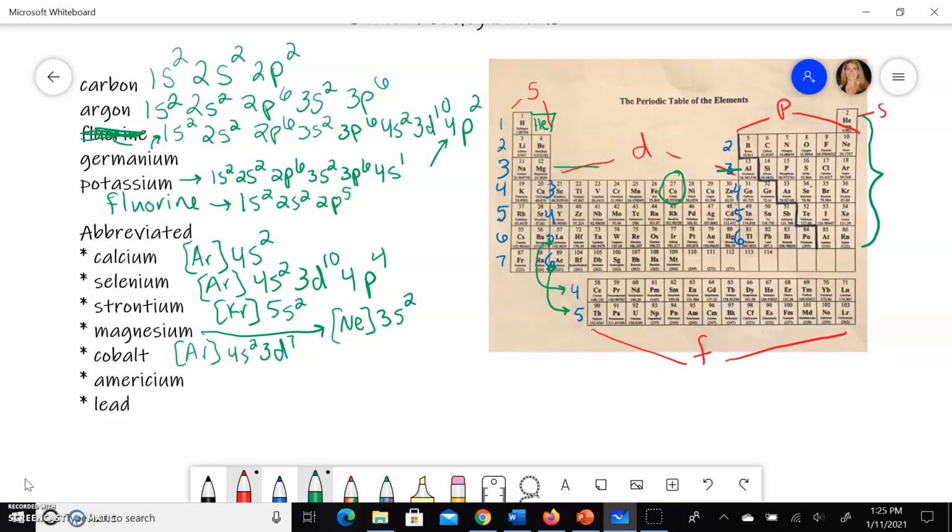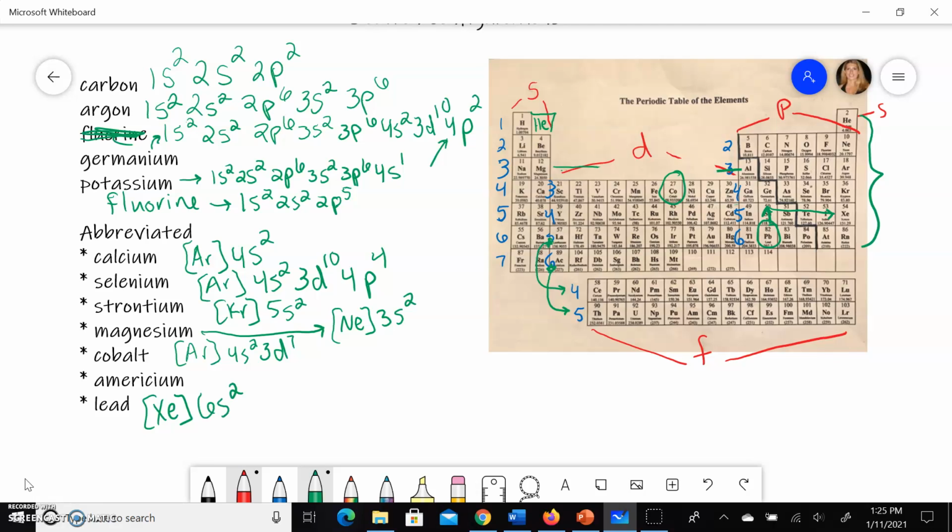The last thing I need to show you is how to get down to the F block. So first of all, let's go ahead and do lead first before we do americium. Lead is right here. Just like before, we're going to go up 1 and all the way over. So we're going to put xenon in brackets. Then we're going to start with the element after xenon, which is cesium, and we're at 6s2.